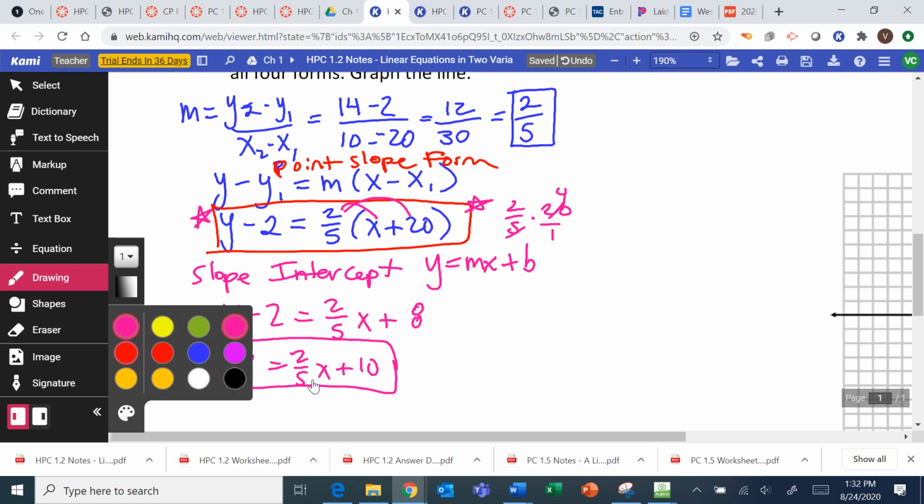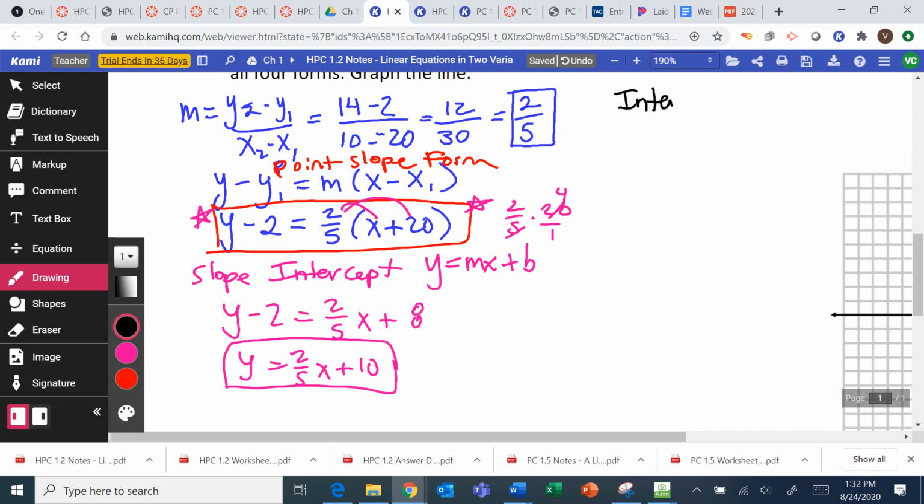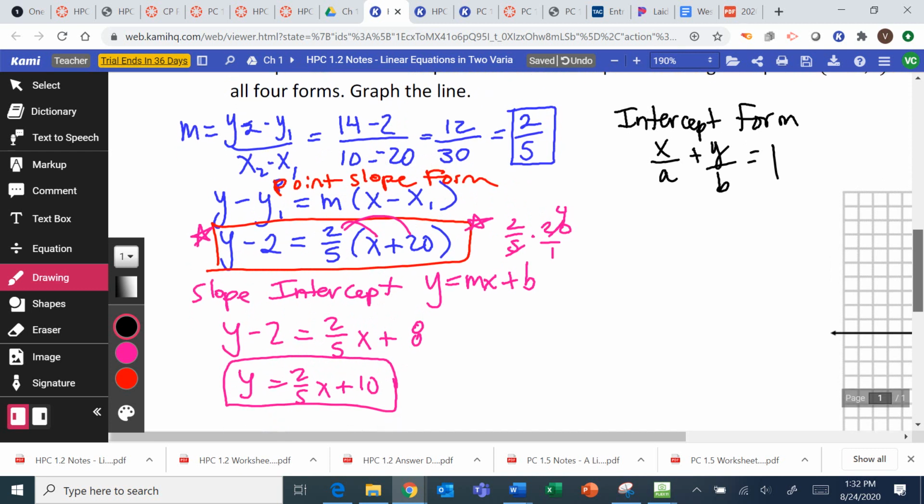The next is intercept form. Intercept form is x over a plus y over b equals 1. I know what b is. I just found it. It's 10, but do I know a? Did they give me a? Did they give me an x-intercept? No. So what you can do is you can take one of these previous equations and solve it to find your x-intercept.